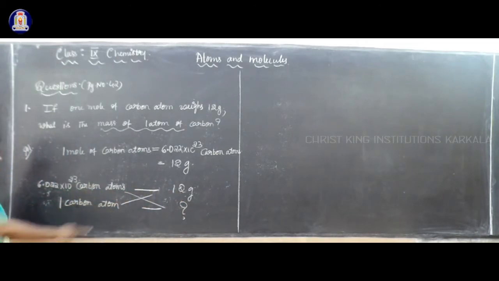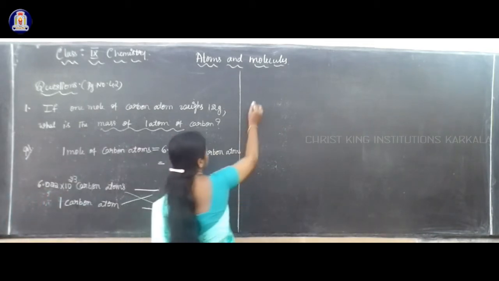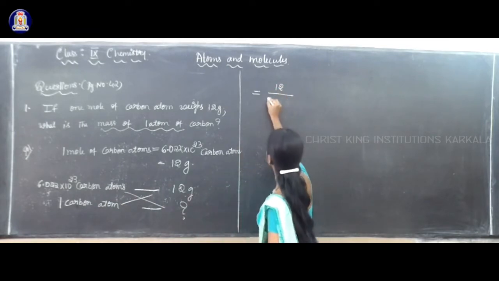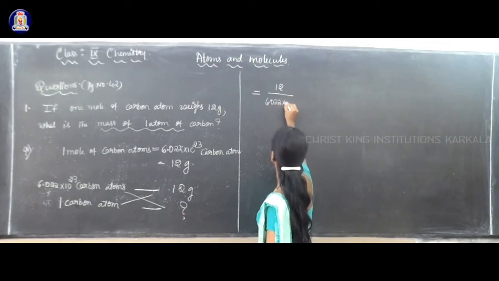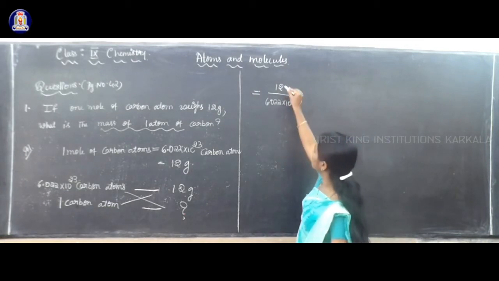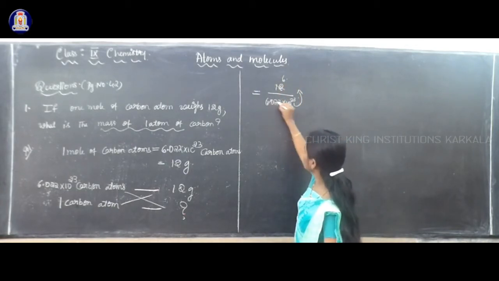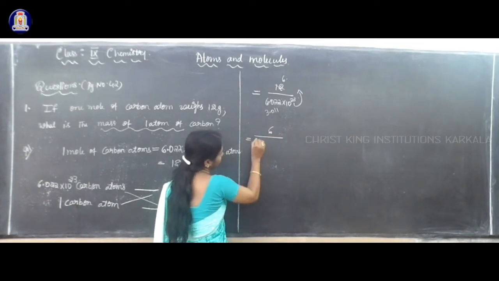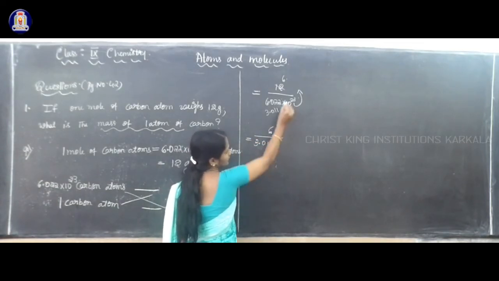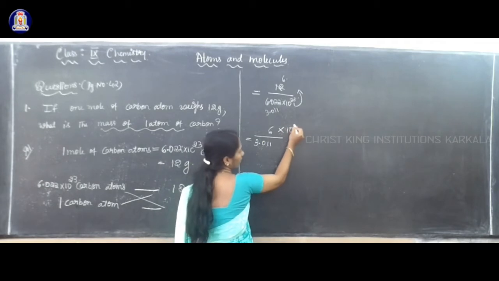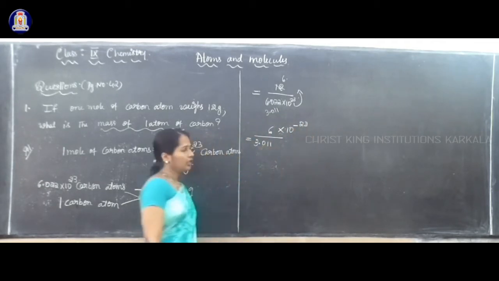Cross multiply: 12 into 1 divided by 6.022 into 10 to the power 23. Take the 10 to the power 23 to the numerator. Dividing, 2 6s are 12, 2 3s are 0, 2 1s are 1s, which is equal to 6 divided by 3.011. When you take 10 to the power 23 to the numerator, it will be 10 to the power minus 23.